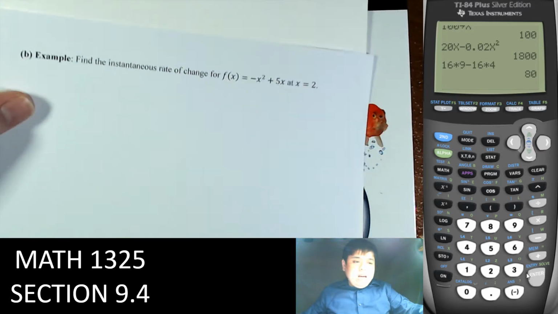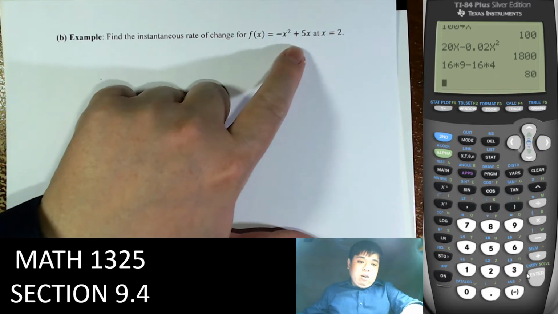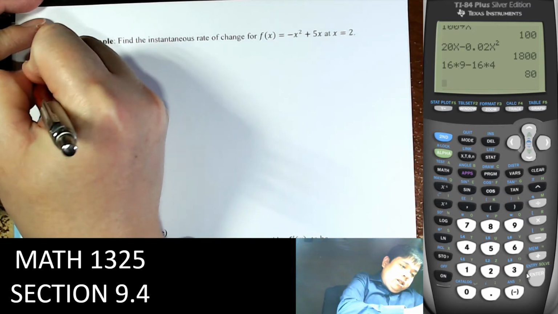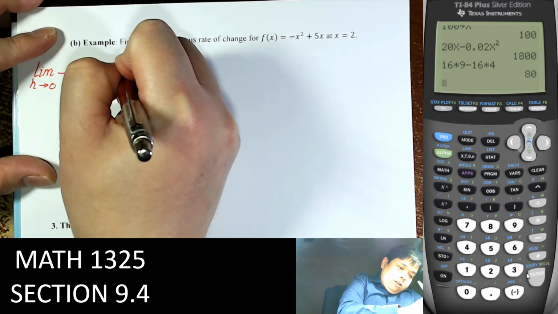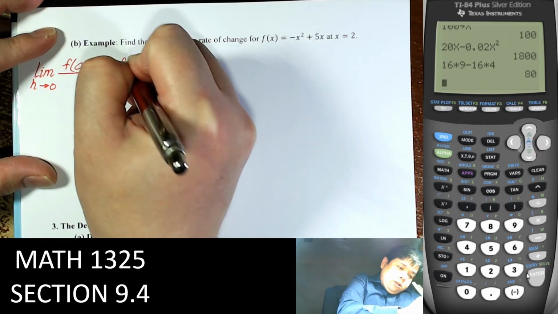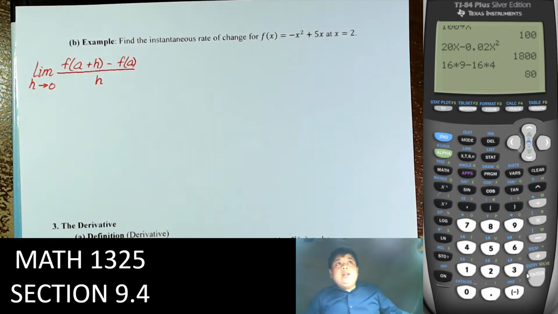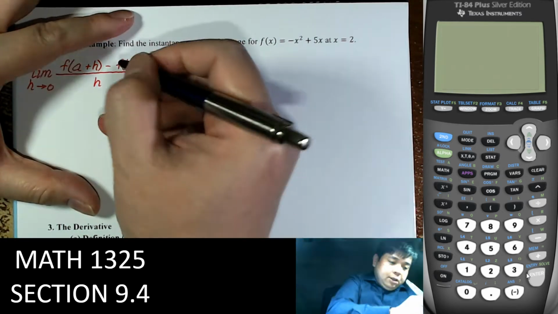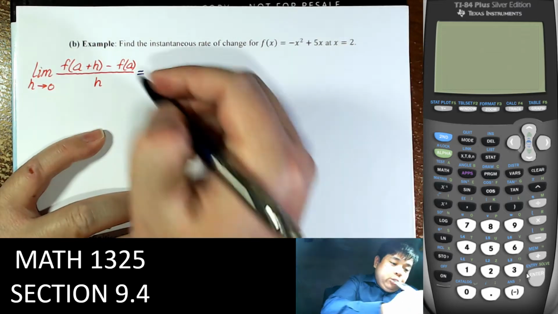Right. Let's look at this example. Find the instantaneous rate of change for this function at x equal to 2. Right. So just the rate of change, but with the limit, over h. So that is the instantaneous rate of change. Now, in this particular case, a is equal to 2, so I'm just going to put 2 in it.